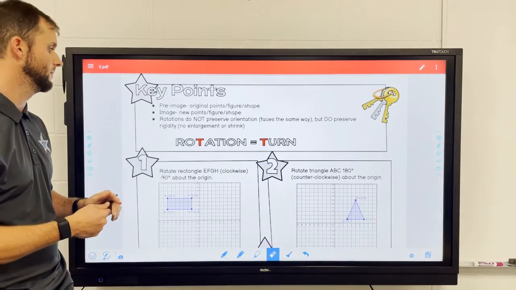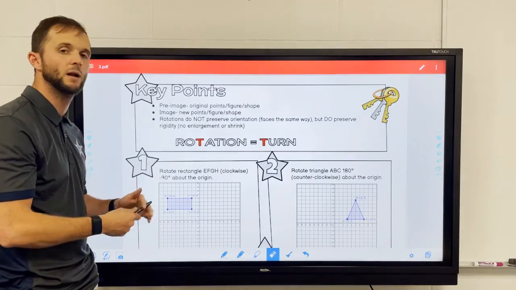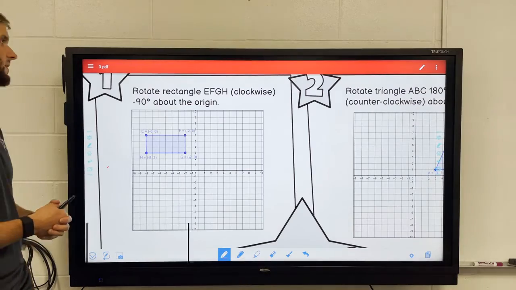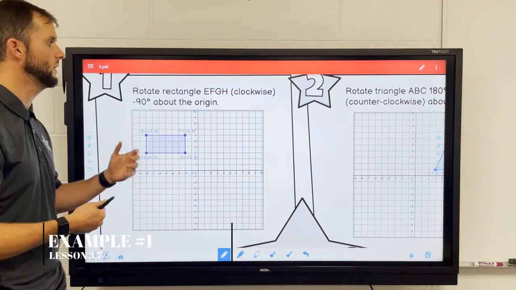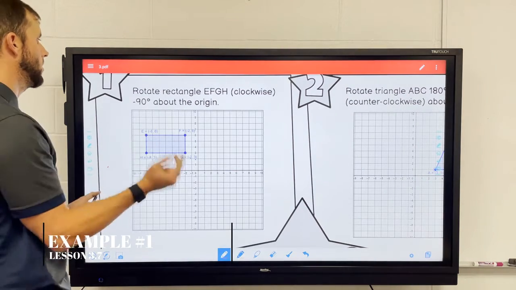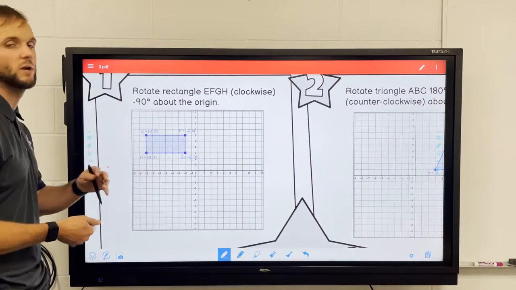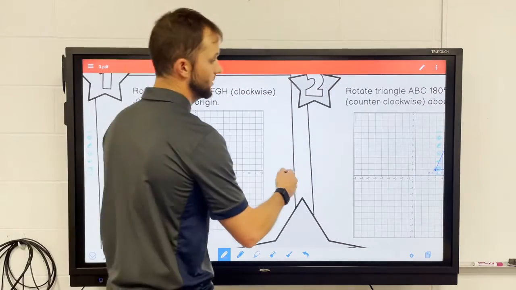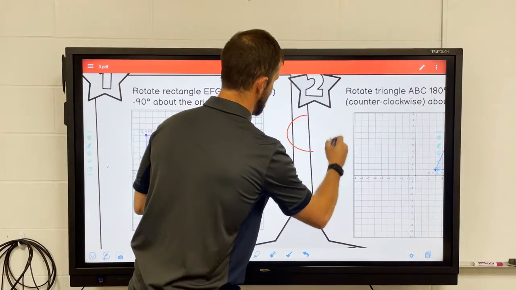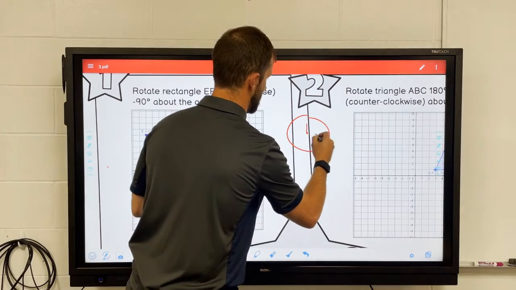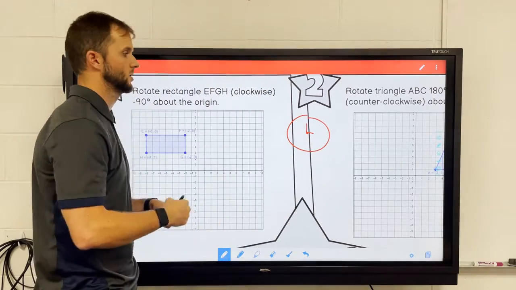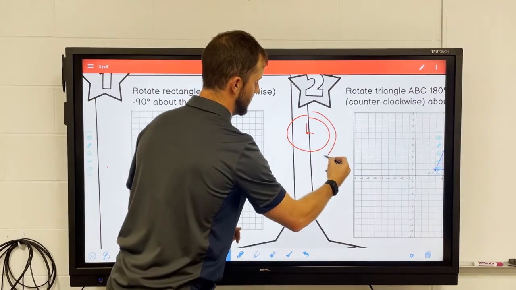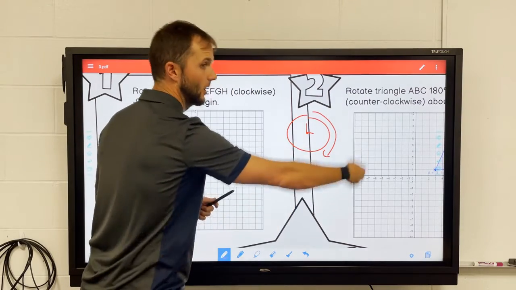In order for me to explain this a little bit better, let's jump over to example number 1. It says we need to rotate rectangle EFGH clockwise -90 degrees about the origin, okay? The one thing you have to understand is, you don't have to draw this, but if I have a clock, everybody knows a clock here, correct? Clockwise is the way the clock turns. So the clock is going this way. All the hands turn that way, clockwise, correct?